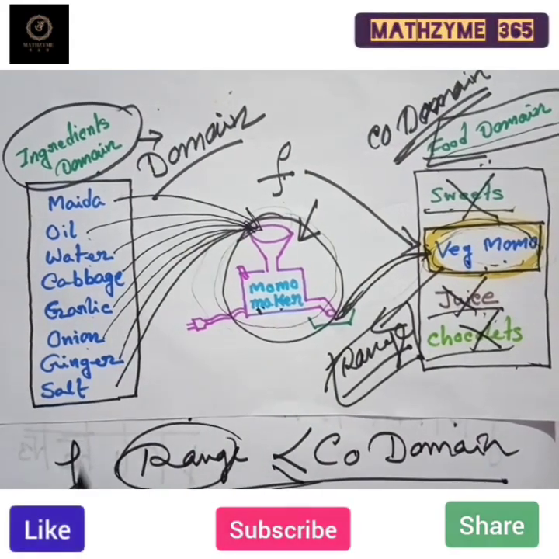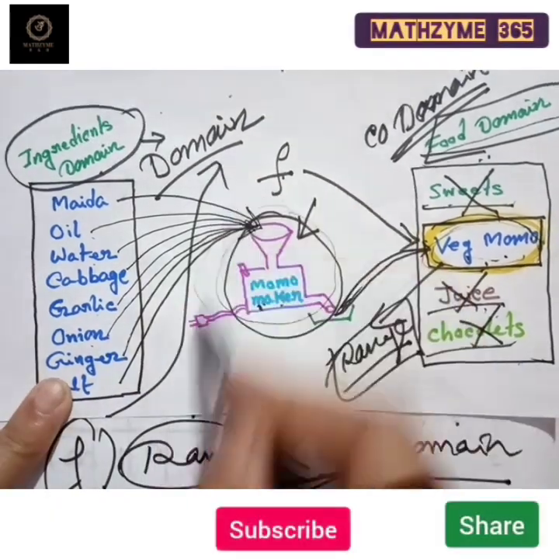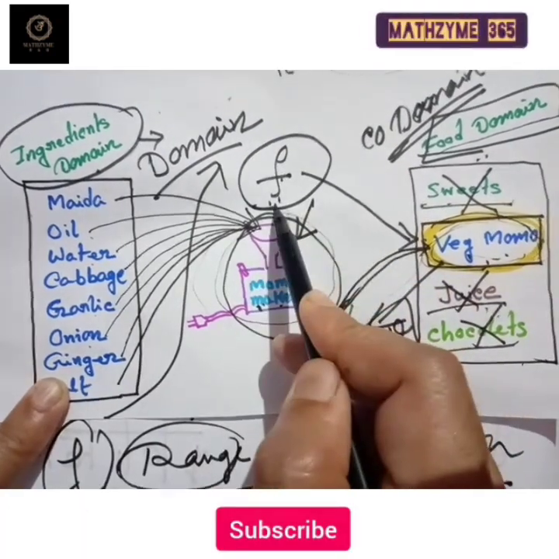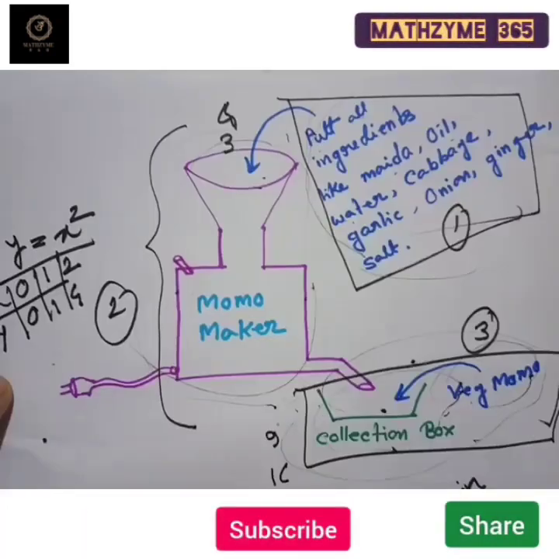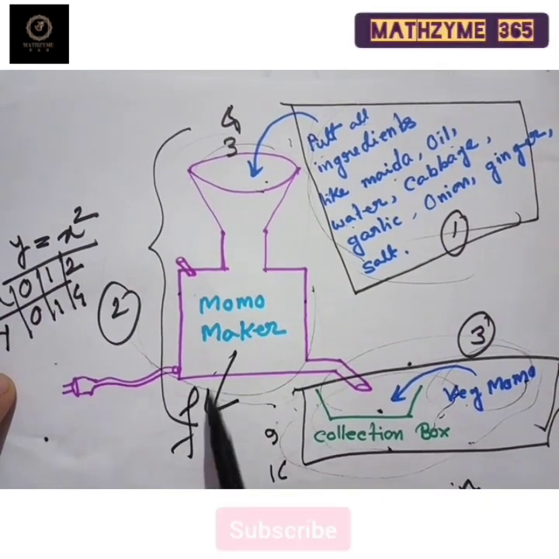Range is for the function, and co-domain is for the function, and domain is also for the function f. We call this rule a function. Clear? Hence, a machine like the momo maker is nothing but a function.